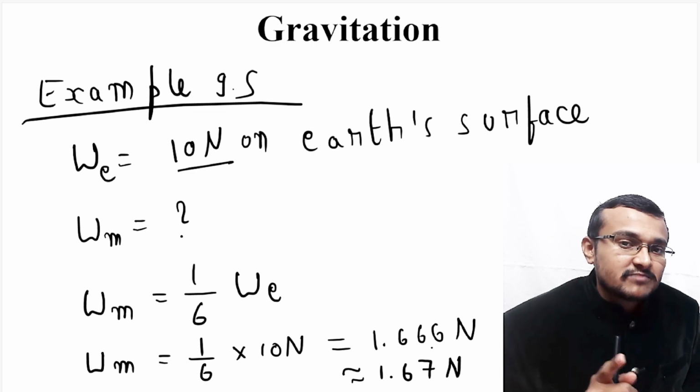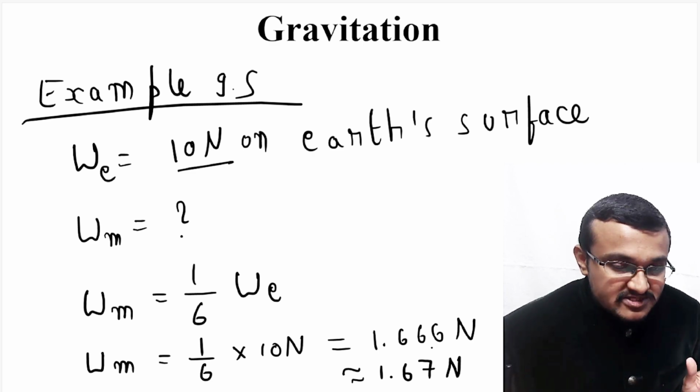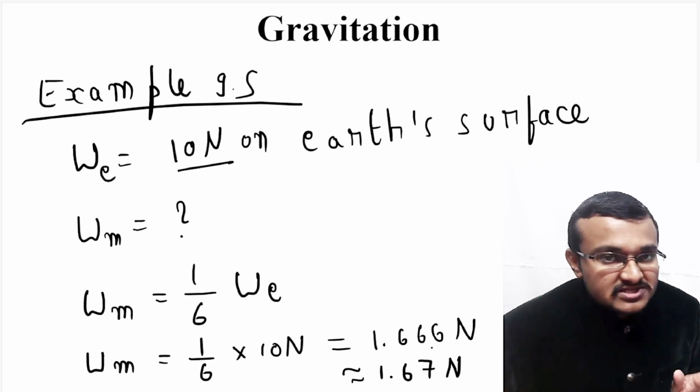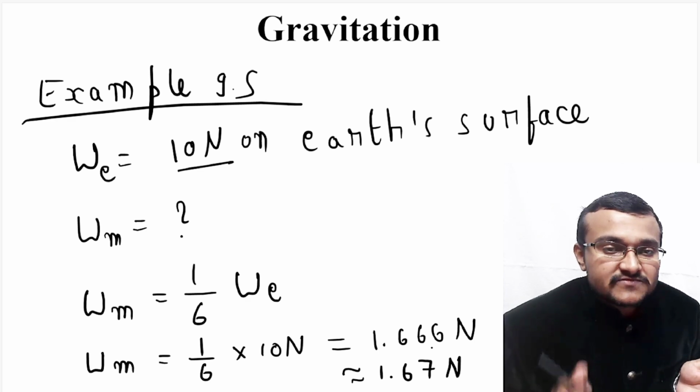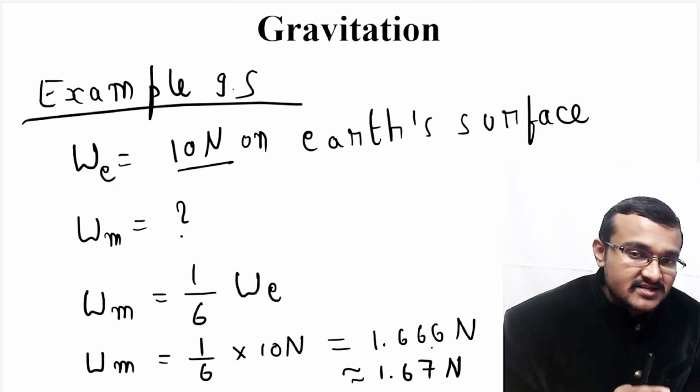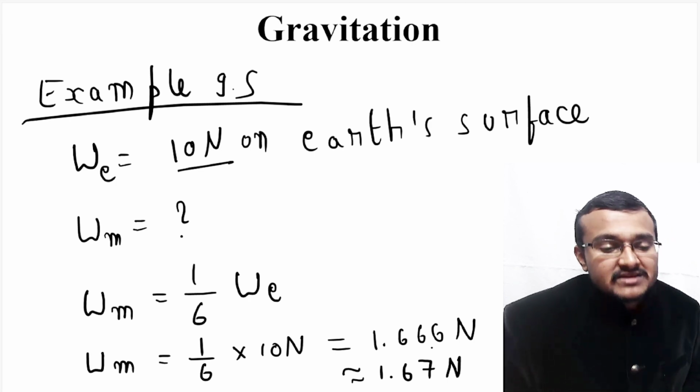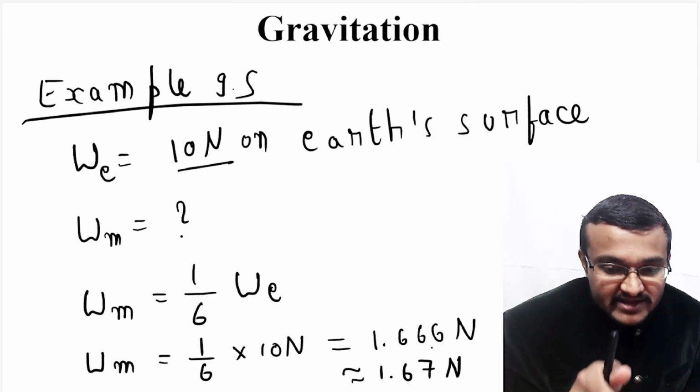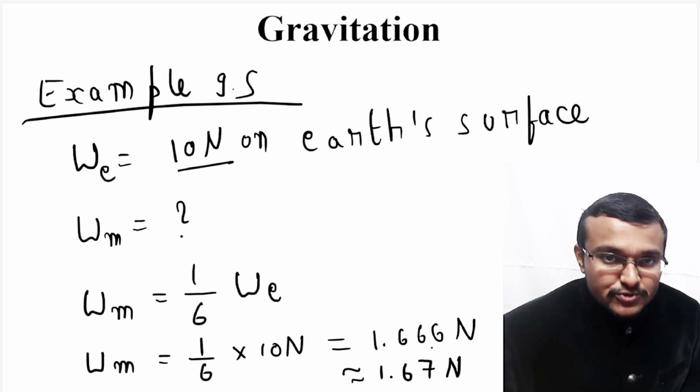Remember, mass of this object is constant throughout the universe. Even on Earth's surface or Moon's surface, wherever that object goes, mass of that object remains constant. But weight varies. On Earth's surface, the object is weighing 10 Newton. The same object on Moon's surface will be weighing 1.67 Newton.